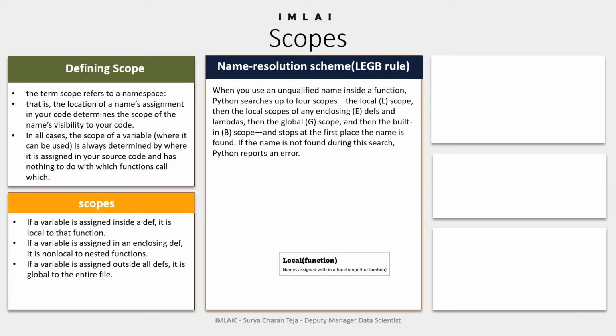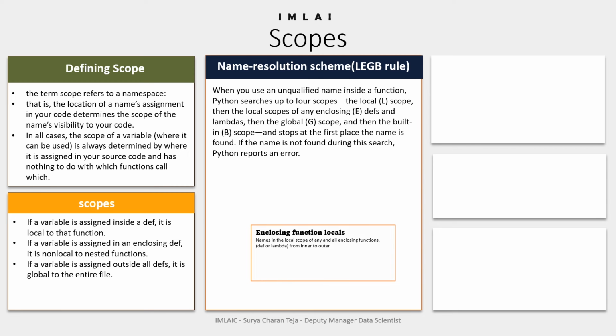So that's where it will look into. The first scope, this is the first scope. And then it searches for local scopes of any enclosing defs and lambdas. These are the names in the local scope of any and all enclosing functions from inner to outer.